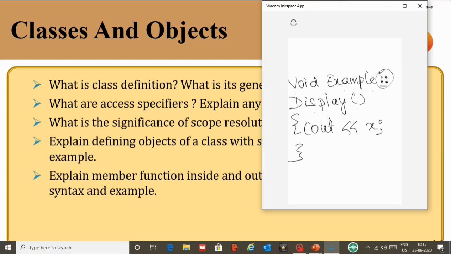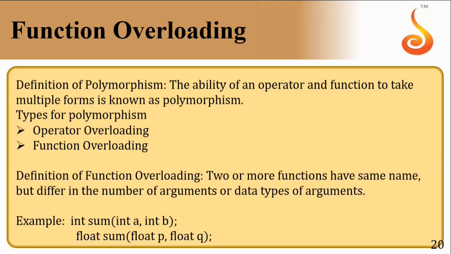Okay, hopefully you have understood this. This completes the classes and objects revision. We'll start with the function overloading chapter revision.